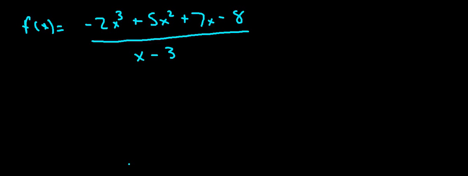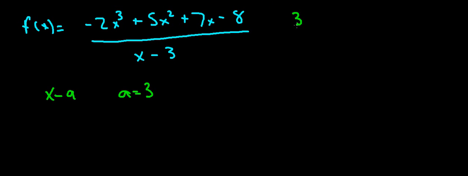I have a function and I want to divide this out using synthetic division. First thing I need to do is figure out what our a term is. When we look at our denominator, it has to be in the form of x minus a in order to be able to use synthetic division. X minus a, we look over here, we do have something in the form of x minus a. A is equal to 3.